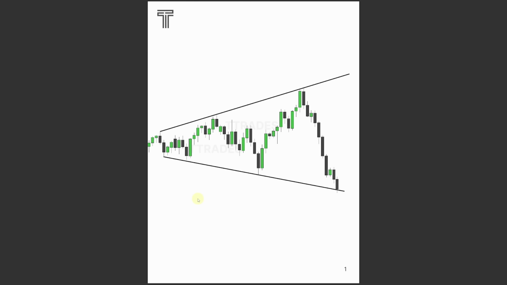So what is a broadening formation? A broadening formation is a pattern in which price is constantly expanding. You can see here, we are in a range, and then we are expanding that range up and down. And by the end of it, we have a larger range than we started with.